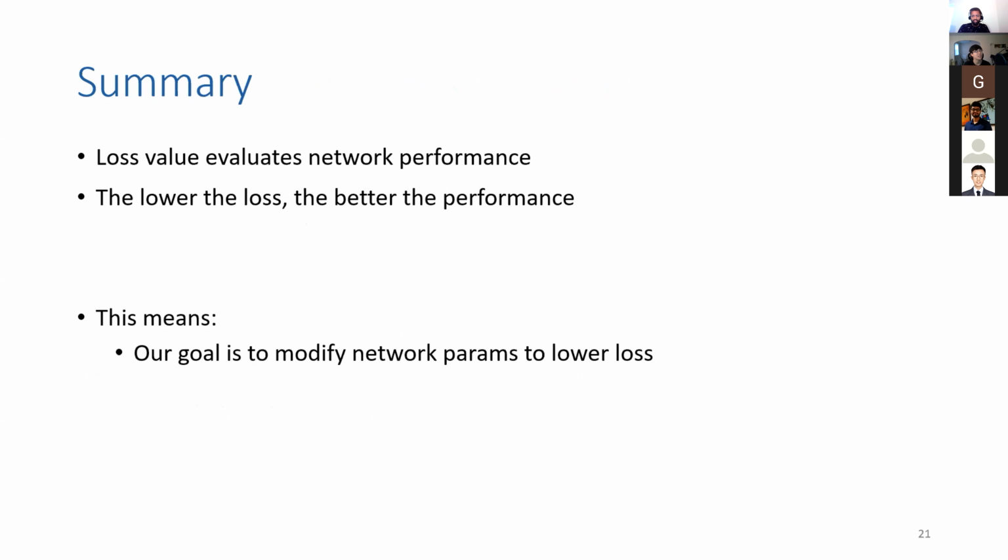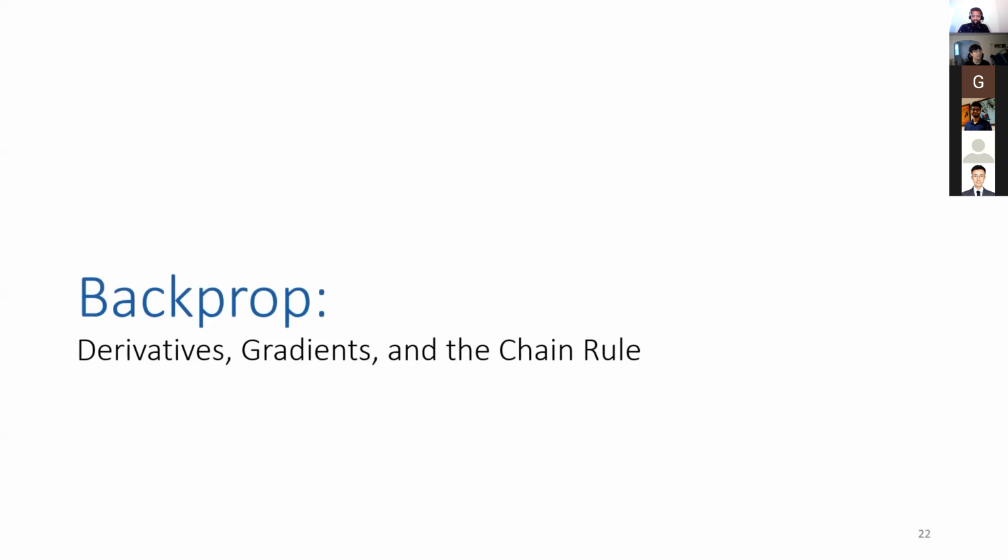So in summary, loss value essentially evaluates the network performance, and the lower the loss, generally the better the performance, at least ideally. And so with that in mind, we can say that our goal is to modify network params to lower loss in order to increase performance. So yeah. And that brings us to backprop.